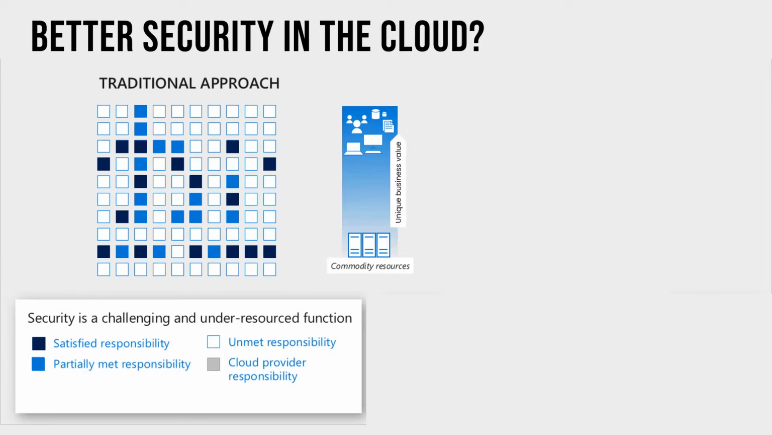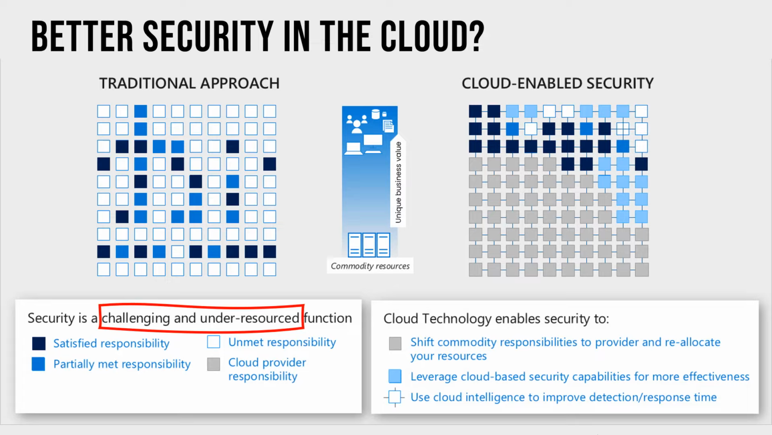So security is very challenging, and it's often under-resourced in most companies. And so what you find is a patchwork of responsibilities that are met while others are not met, and some that are partially met, so we don't get a good solid picture of security throughout our environment. Whereas when we work with a cloud service provider like Microsoft, when we shift those commodity responsibilities to the CSP, they are dealt with in a very consistent, uniform, and secure fashion that we can feel good about. So if you've ever been asked that question and you don't know the answer, now you know.